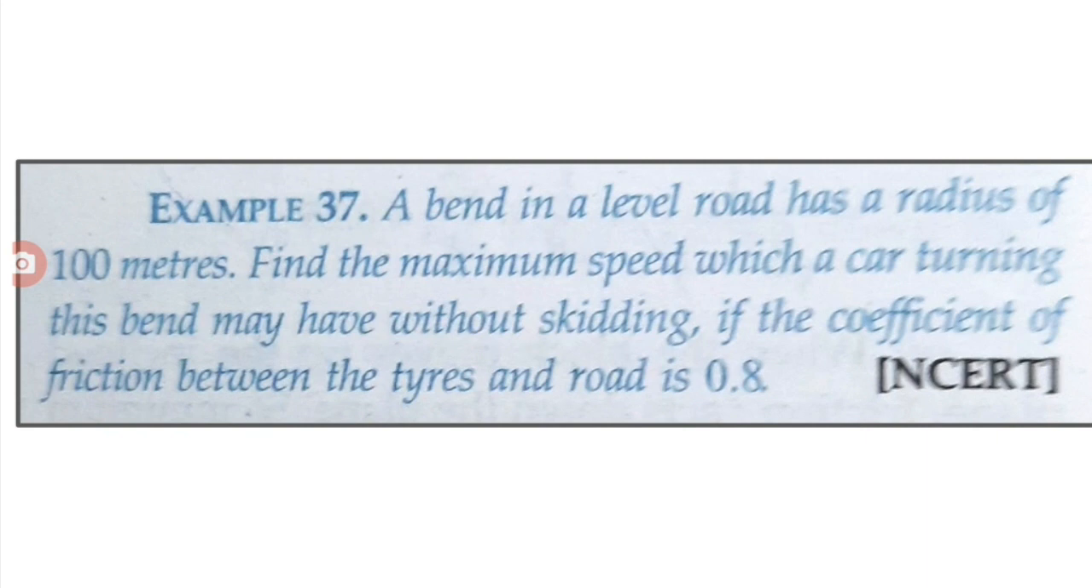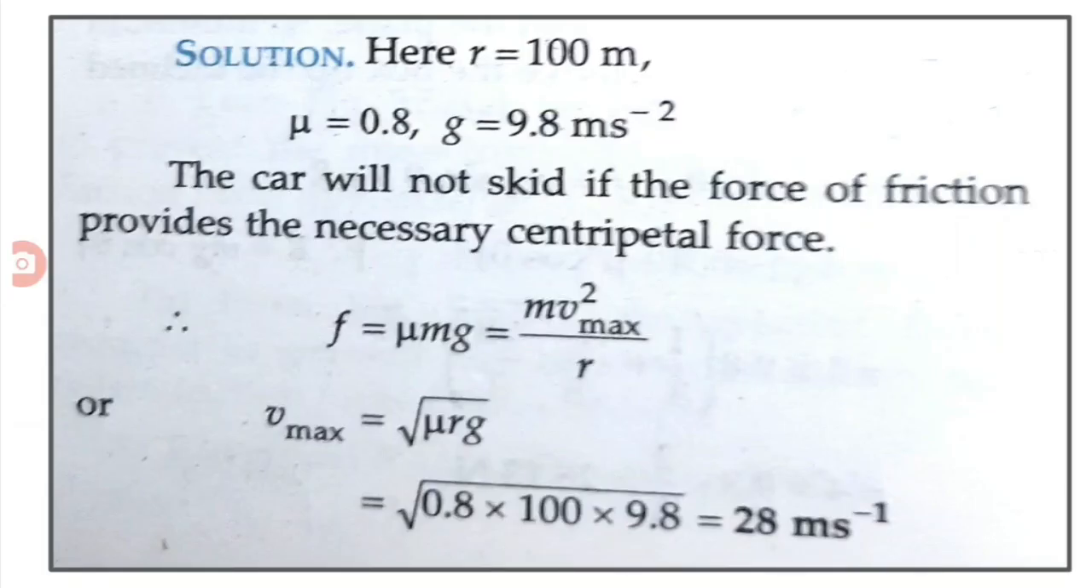So here in the question it is asked to find the maximum safe speed with which the vehicle can negotiate the curve without skidding. For that we know the required centripetal force is provided by the force of static friction, and the expression for maximum safe speed is root mu r g. Substituting for mu, r and g, we have V max equal to 28 meter per second.